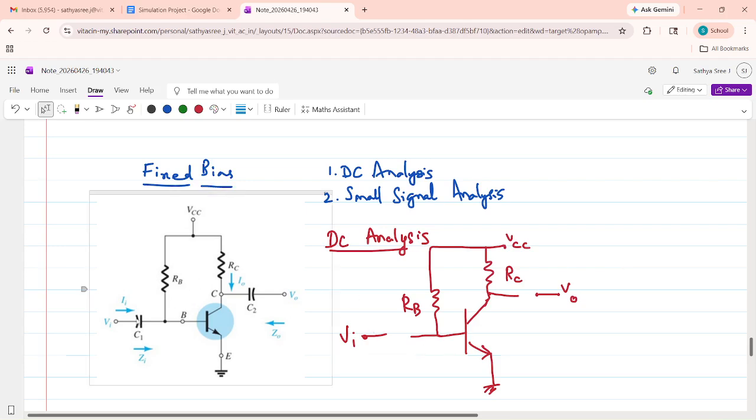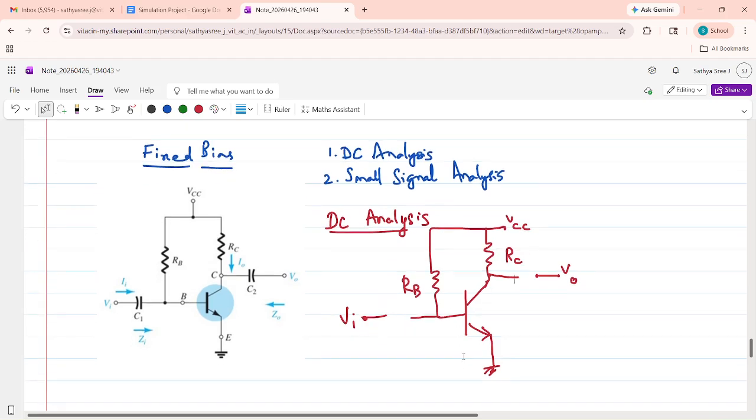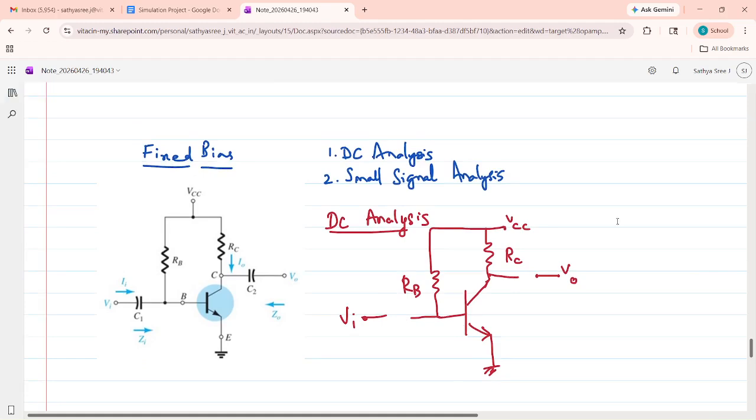It has two resistors, RB and RC, with the transistor. There are two coupling capacitors, C1 and C2. First we will do DC analysis in this video, and in the next video we will do the small signal analysis. While doing DC analysis, what do we have to do for the capacitor?